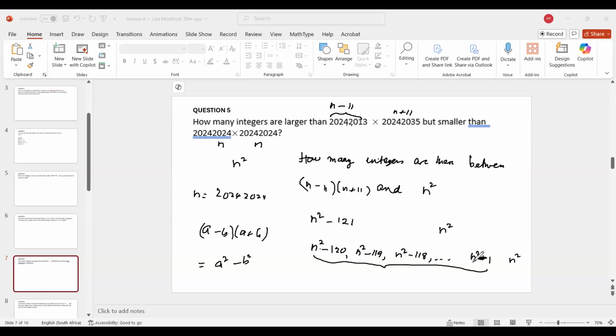Now, you can easily count them. You can see it's 1, 2, 3, up to 120. Right? So the answer is 120. You can count it. If you look from the backwards now, n squared minus 1, n squared minus 2, up to n squared minus 120. So you can see the 120 numbers in between. So that's the answer to that question.